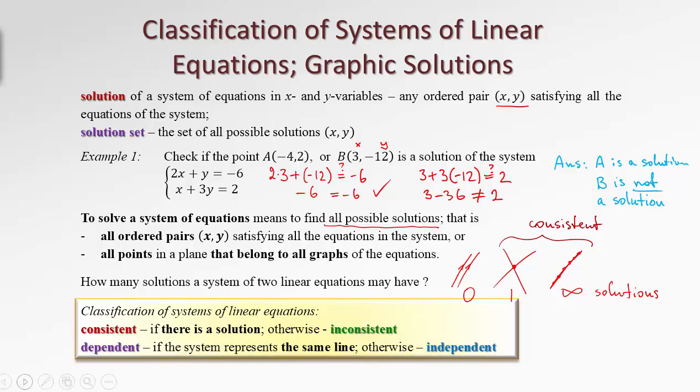And there is one more classification with respect to, are we talking about the same line or different lines? If the system actually describes the same line, like in this case, it will be called dependent. The lines depend on each other, they are going together. However, if the lines are different, such a system will be called independent. So on our diagrams, the first two situations represent independent systems. The two lines are different. So we need to be able to determine what kind of system we have.